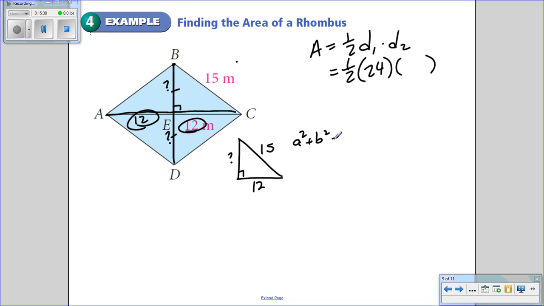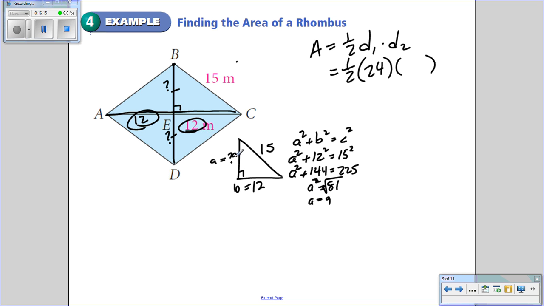Pretty easy. Let's see, I'll make this my A. So let's leave that at A squared, and over here is B, 12 squared. And C has to be the hypotenuse, so that'd be 15 squared. Let's go ahead and calculate this out. This would be 144. That would be 225. So I'm going to subtract 144 from 225. That gives me 81. So A squared equals 81. And I'll go ahead and square root that, and that should give me that little piece that I need.